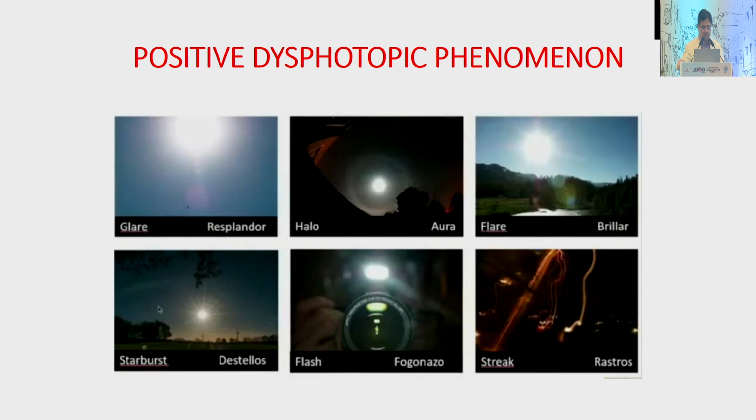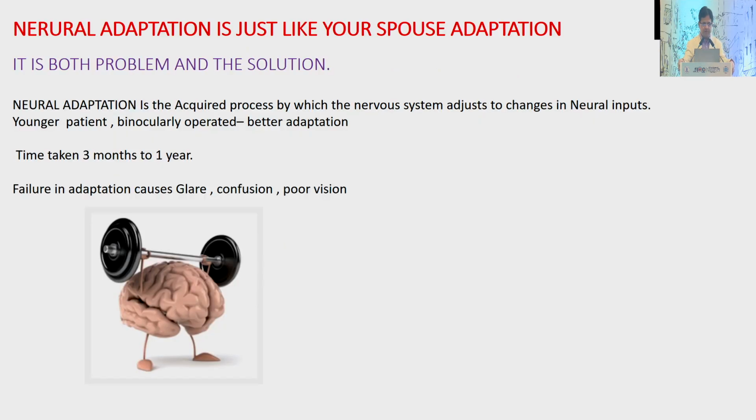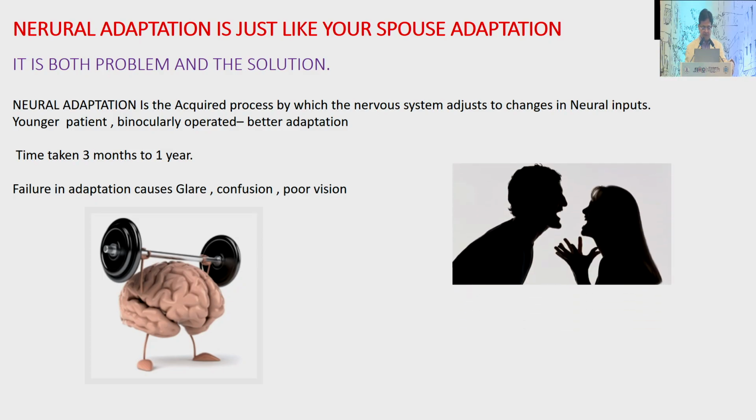Positive dysphotopsia, glare, halos. We all know that these are the problems with the rings associated with multifocal lenses. Now, neural adaptation is just like your spouse adaptation. I would have said only about the wife adaptation, but since females are sitting over here, I'll say it is like your spouse adaptation. It takes around 3 months to 1 year to get adjusted.